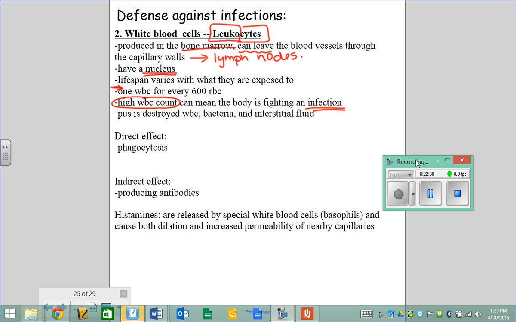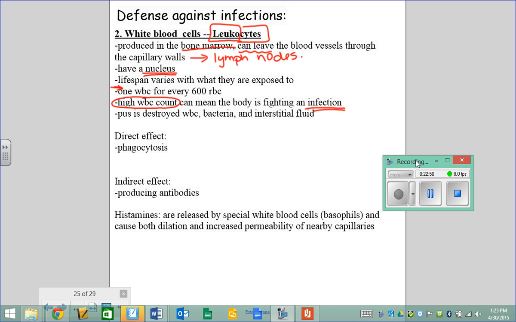And so that you know, pus, like what comes out when you pop a zit, is actually destroyed white blood cells mixed with some bacteria and some fluid from in between your cells. But the white goo that comes out is broken down white blood cells.